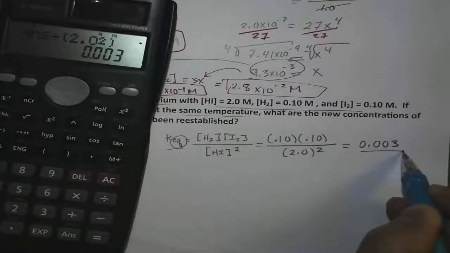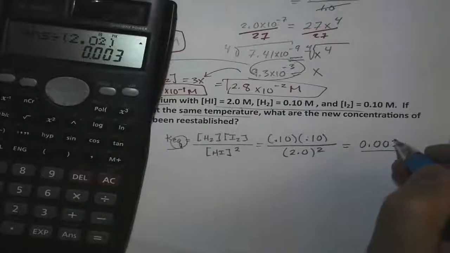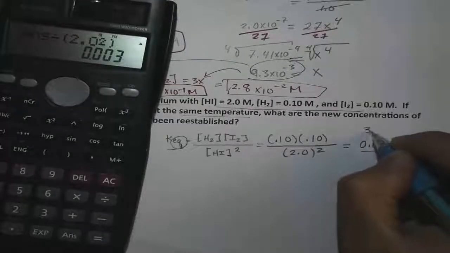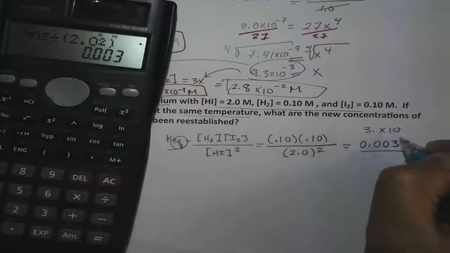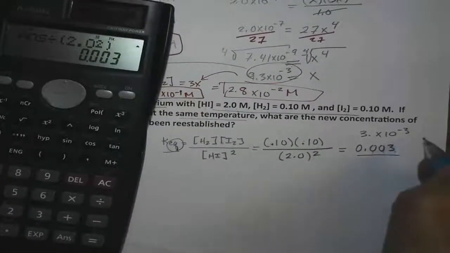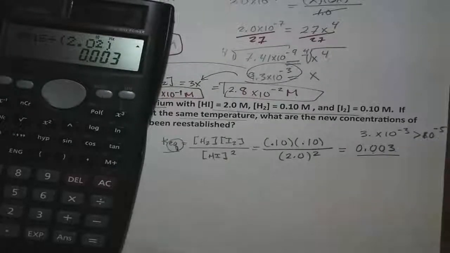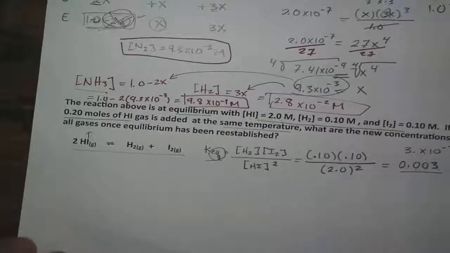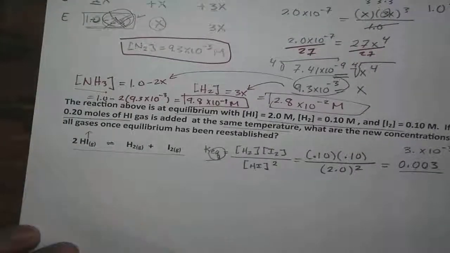Notice how, if we were to change that to scientific notation, that only gives us 3 times 10 to the negative 3. And this is larger than 10 to the negative 5th. So we cannot ignore the x in this case. So what does that mean? So now we go back and apply the changes.